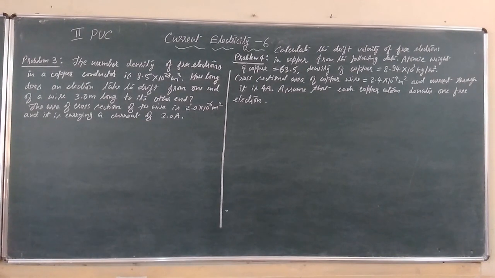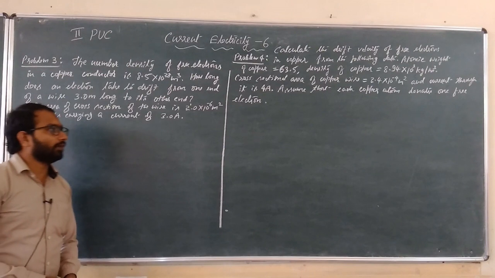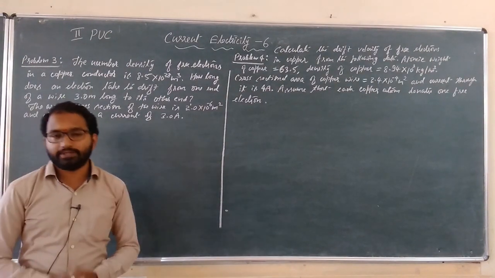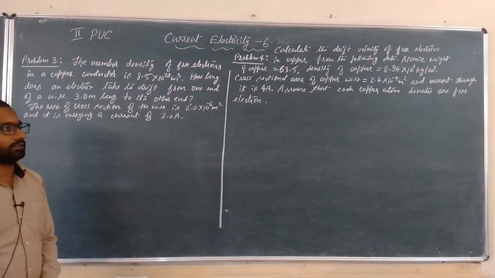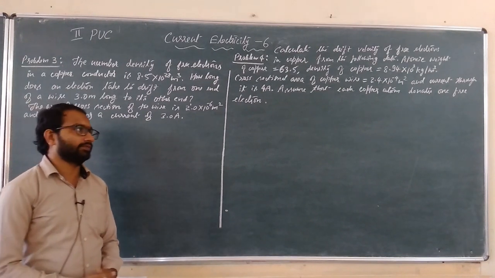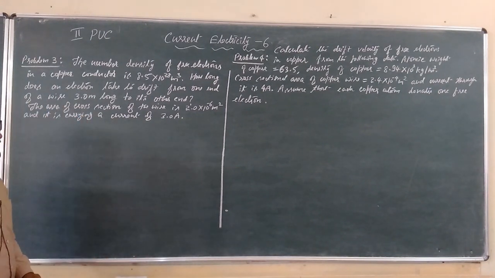In the previous class, we derived the expression for the current in terms of drift velocity, and we derived the expression for the conductivity of the material of the conductor, sigma, in terms of relaxation time. So today we saw some problems.